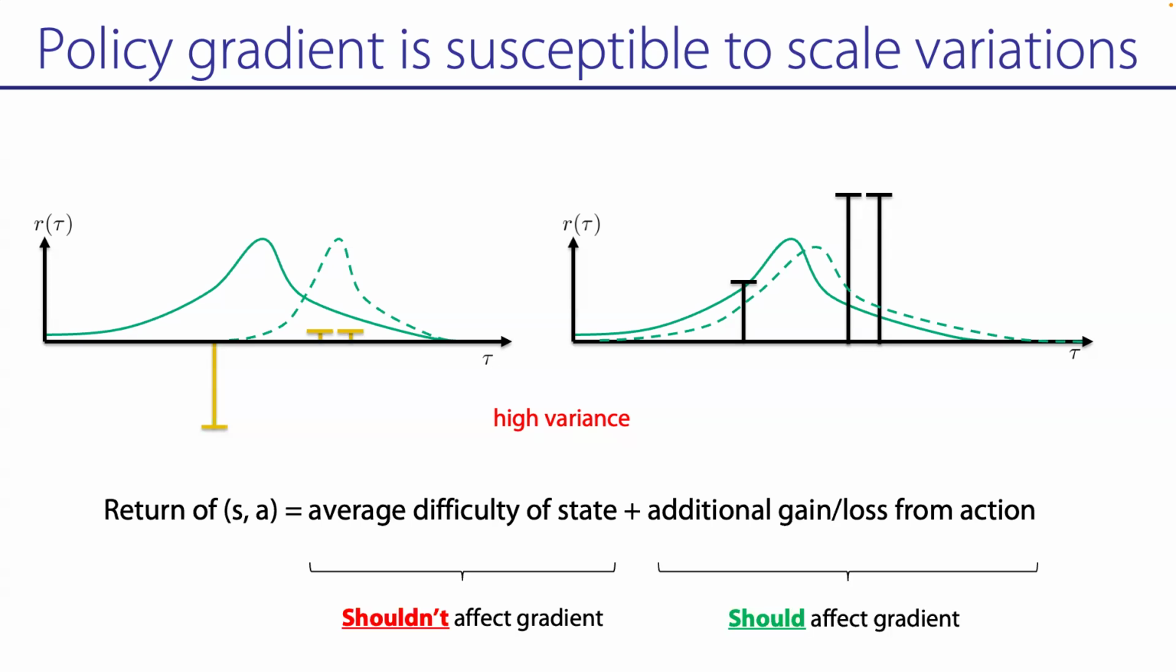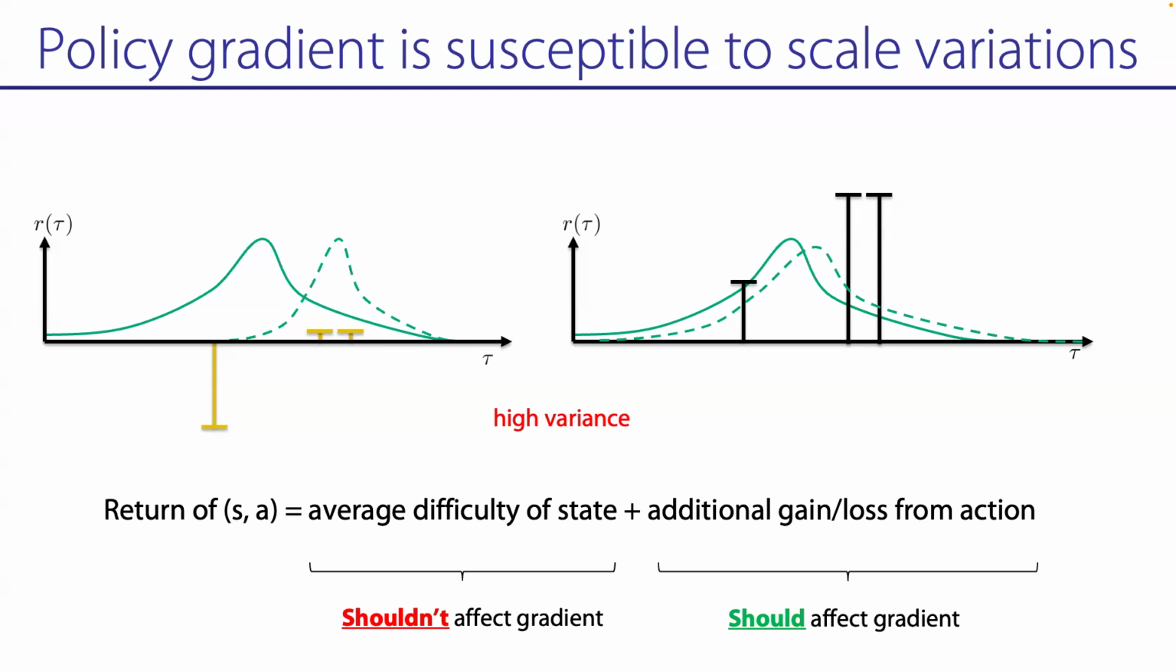So the argument to be made is that the average difficulty of your state shouldn't affect your gradient, only the additional gain or loss from your action, right? So you only care about which actions are better than which other actions. You don't care that that state is 500 and that state is 0, because you care about upweighting the decisions at those states, right?